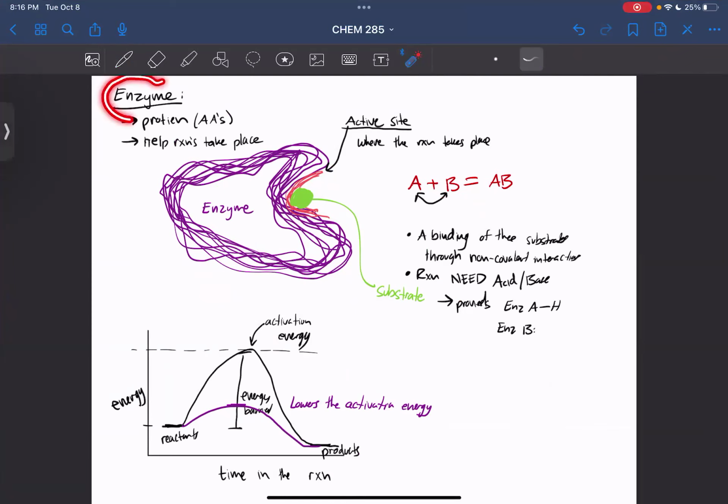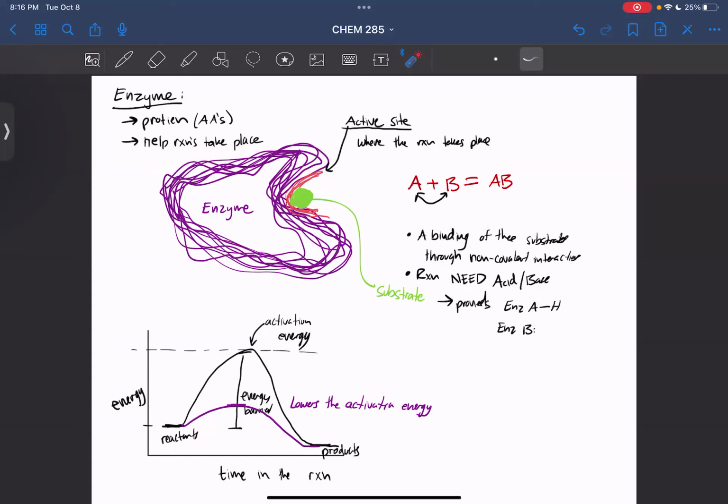An enzyme, first of all, what is it? An enzyme is a protein, and proteins are composed of individual amino acids all chained together with amide bonds. We'll get to that in a later lecture. What do enzymes do? Well, they help reactions take place. They kind of propagate a reaction.